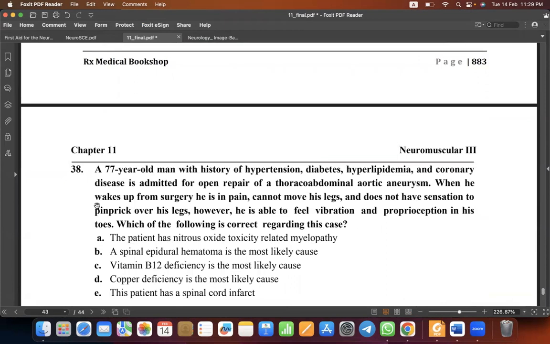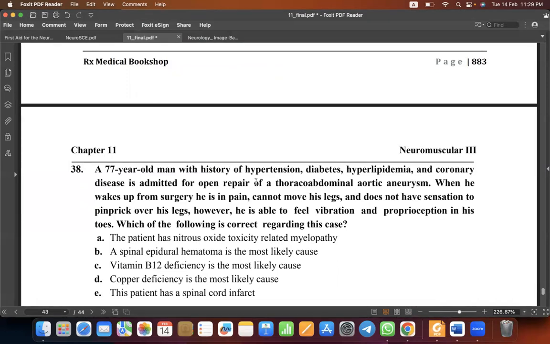Now, a 77-year-old man having history of hypertension, diabetes, hyperlipidemia, coronary disease, having an open repair of thoracoabdominal aneurysm. When he wakes up from the surgery, he is in pain, cannot move the leg, cannot have sensation, pain and temperature are lost in the leg, but he is able to feel vibration and proprioception from the toes. So the anterior part of the spinal cord is involved, because there is motor involvement as well as involvement of the spinothalamic tract. Syringomyelia could be there. There could be anterior spinal artery occlusion.